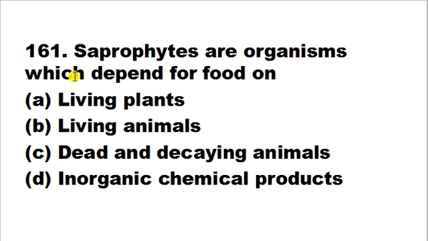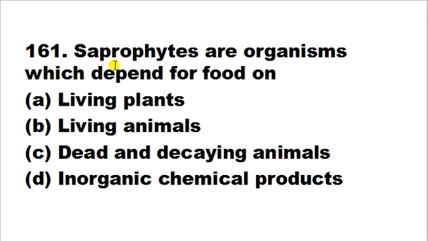Saprophytes are organisms which depend for food on living plants, living animals, dead and decaying animals, or inorganic chemical products. So first we have to know about the saprophyte. What is a saprophyte? Saprophyte is a plant, fungus or microorganism that lives on dead and decaying animals and depends on saprophytic nutrition. अब saprophytic जो nutrition होता है उसमें क्या होता है? In this type of nutrition they absorb the nutrients from dead and decaying organic matter. जो भी dead and decaying animal होते हैं उससे ये absorb करते हैं nutrients को.